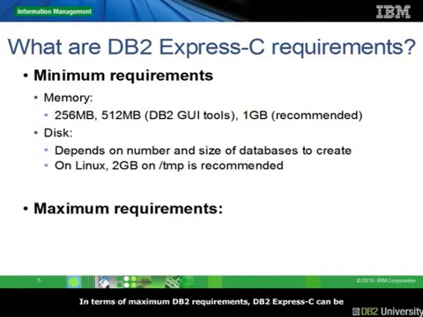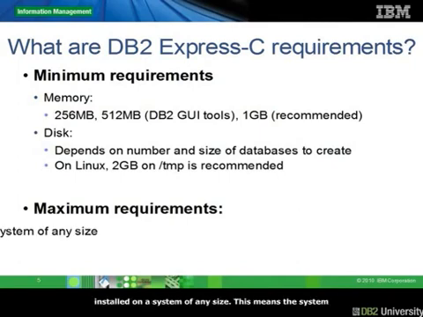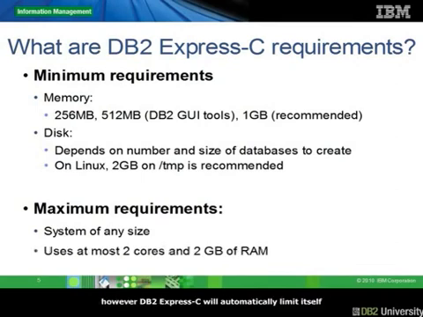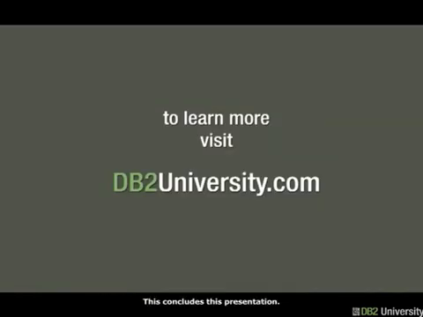In terms of maximum DB2 requirements, DB2 Express-C can be installed on a system of any size. This means the system can be very large, for example 16 CPU cores and 32 GB of RAM. However, DB2 Express-C will automatically limit itself to use 2 cores and 2 GB of RAM. Other DB2 editions allow for larger usage of resources.